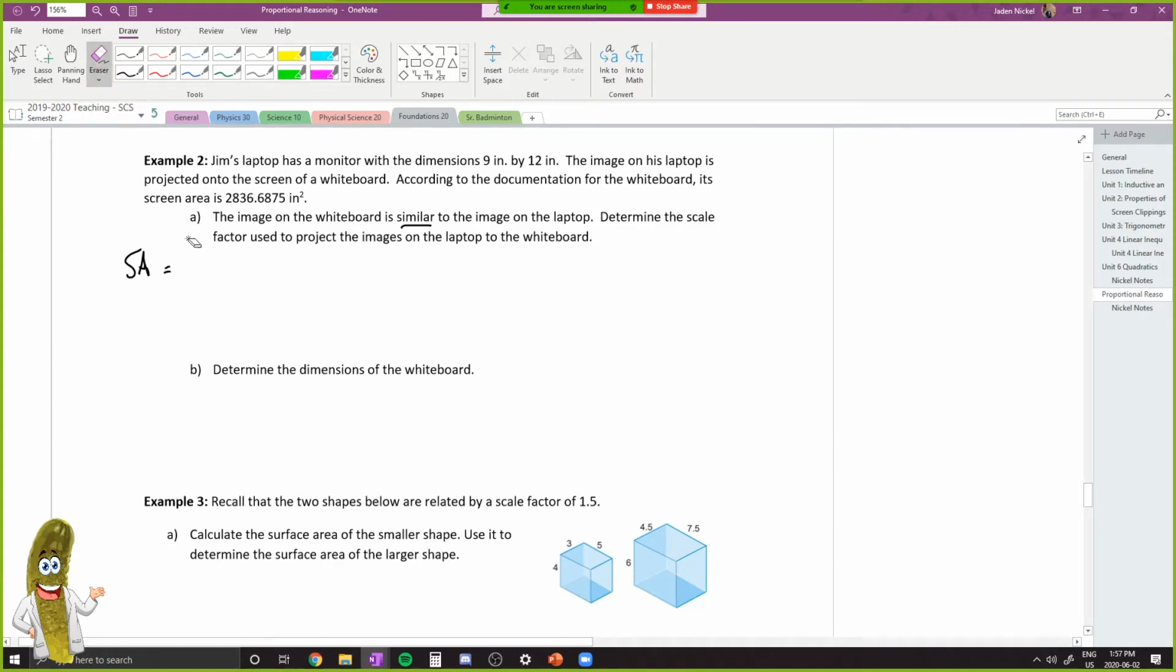Presumably, sorry, that was really sloppy. Presumably, this monitor is a rectangle, like every other monitor in existence. And so we will go length times width, or 9 times 12. So length times width. And you will find that the surface area of the monitor itself is 108 inches squared.